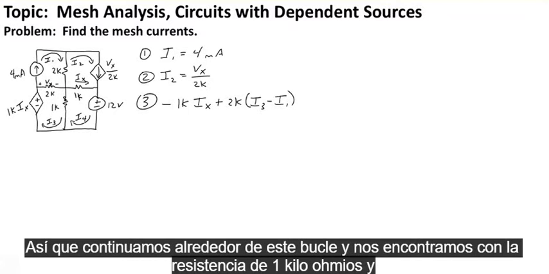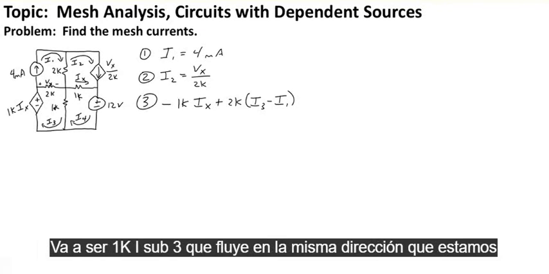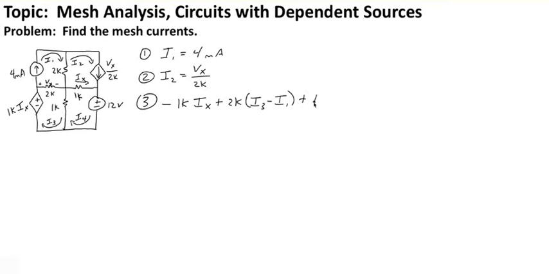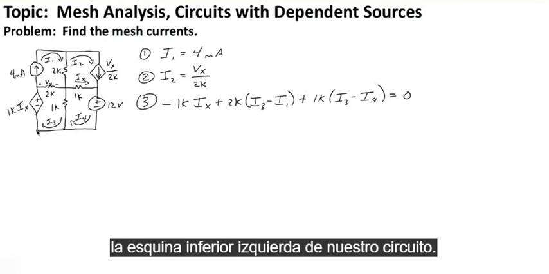We continue around this loop and we encounter the 1 kilo ohm resistor, and we use the same approach to find the voltage drop for it. It's going to be 1K I3, which is flowing the same direction as we're summing the voltages, minus I4. And that's all of the voltage drops before we get back to the starting point in the lower left-hand corner of our circuit.